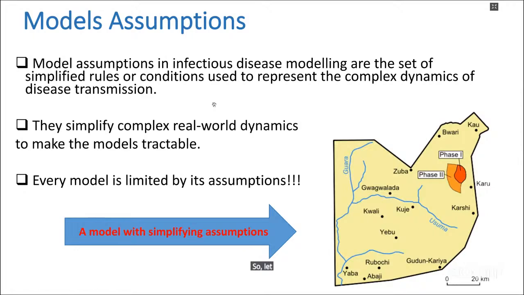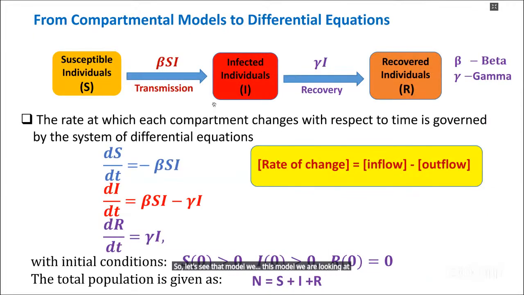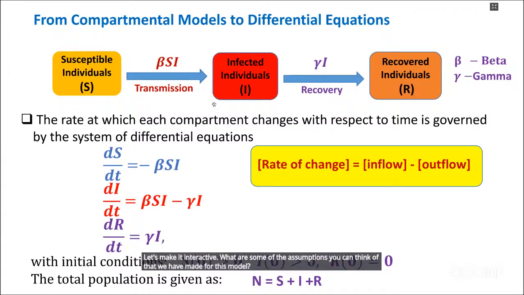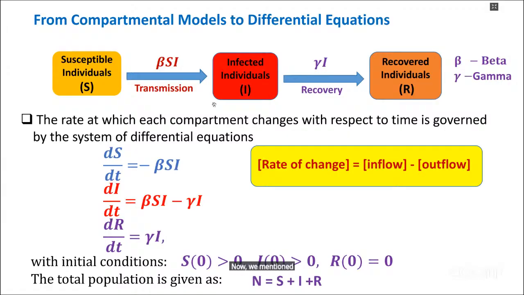So let's look at this model we are looking at. We have made some simplifying assumptions for this model. Can we mention some of those assumptions we have made? Let's make it interactive. What are some of the assumptions you can think of that we have made for this model? Can we mention them one by one? If you look at this, we are trying to model the real world using this model. So what assumptions do you think we've made to simplify the real world into this? I think one of the assumptions is that nobody is entering the susceptible compartment.